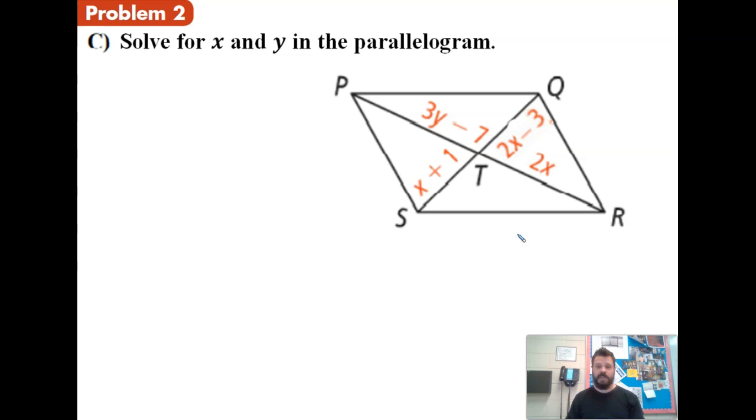Again, solving for x and y. This time my expressions are dealing with the diagonals of the parallelogram. And we know that the diagonals bisect each other, meaning that ST will be congruent to TQ, and also that PT will be congruent to TR. So setting up equations then, I can say that x plus 1 is equal to 2x minus 3. And it looks like I'll be able to start with that one and solve it for x. And then once I have that, I can solve my other equation, which will be 3y minus 7 is equal to 2x.